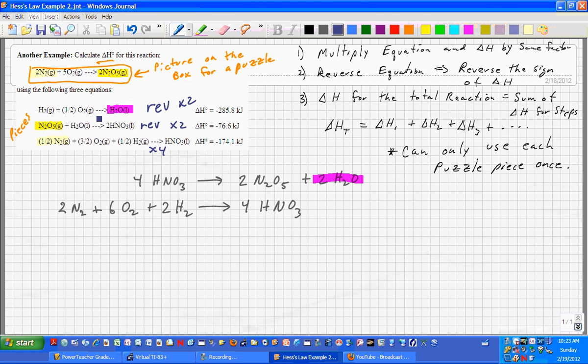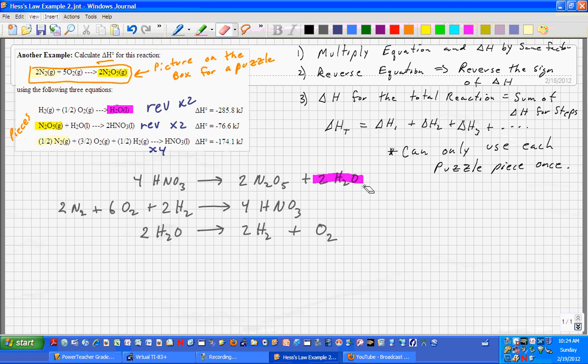I'm up to 6 oxygens here. When I reverse this and double it, I'm going to wind up with an oxygen on this side, and it'll help me get down to 5. Let me go ahead and do it, and you'll see what I mean. So I'm going to reverse this and multiply it by 2. I wind up with 2 H2O on this side, and 2 H2 on this side, and 2 times a half is 1. I wind up with an oxygen on this side.